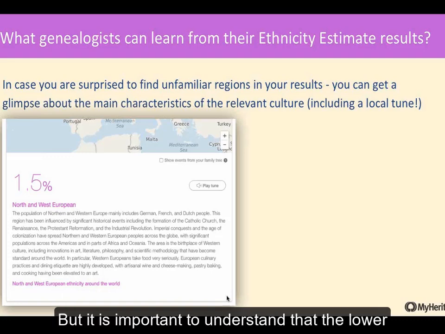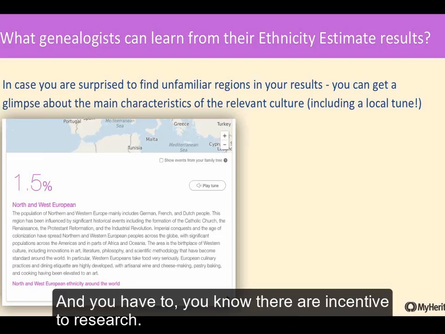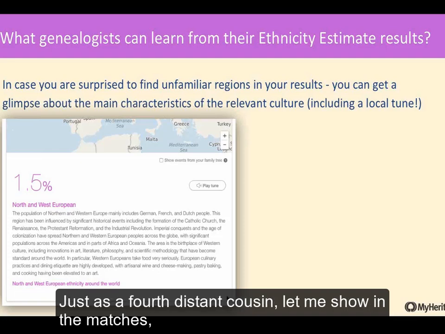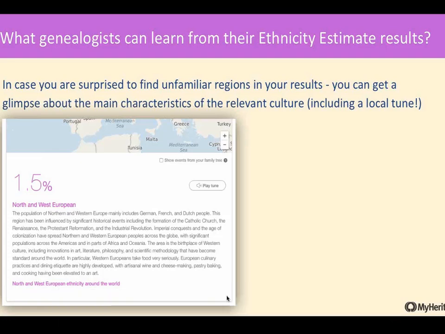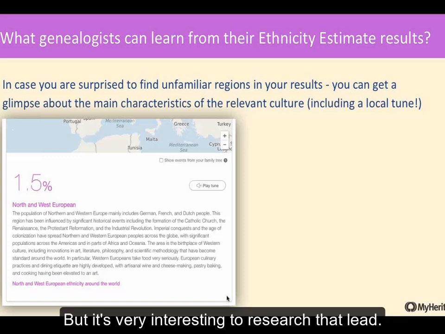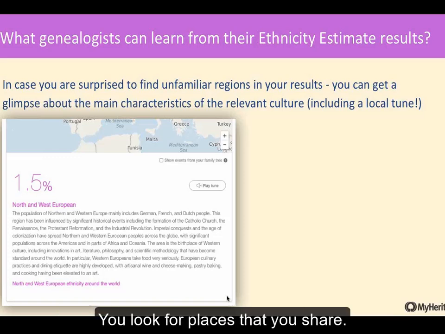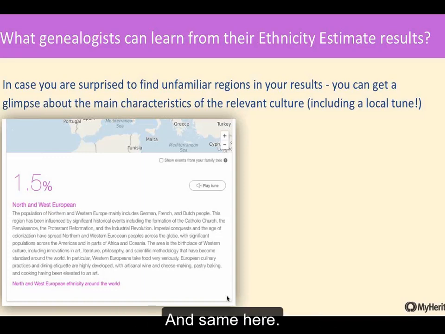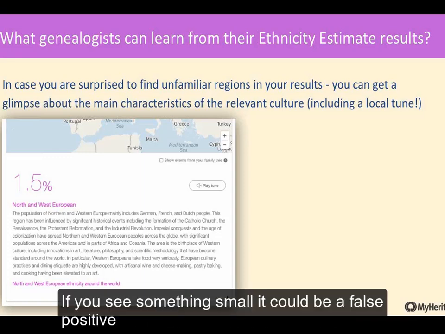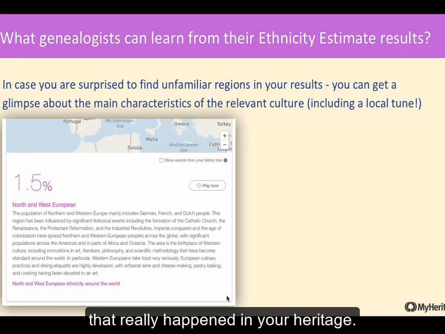But it is important to understand that the lower percentages are indeed lower confidence. They're an incentive to research. Just as with a fourth to distant cousin that we show in the matches, you don't know if you will ever understand what the paper trail is, but it's very interesting to research that lead. You look for surnames, you look for places that you share. And same here, if you see something small, it could be a false positive, and it also could be a lead to something that really happened in your heritage.